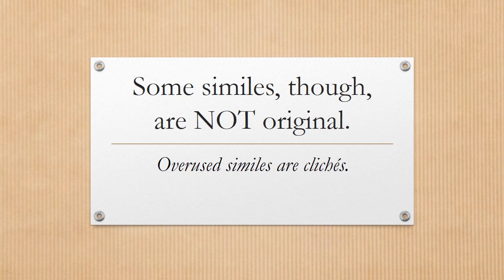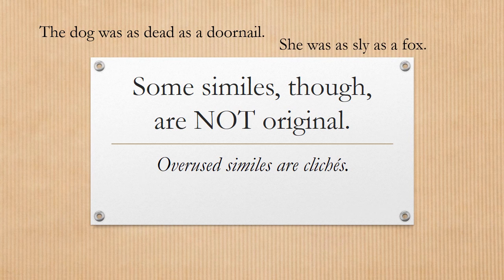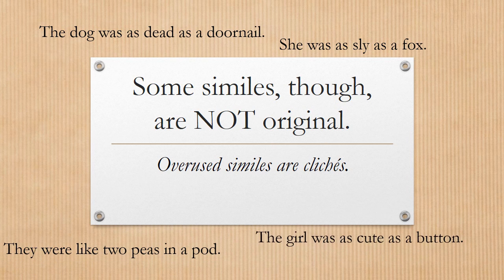Some similes, though, are not original, and these unoriginal or overused similes are cliches. Examples of cliches include, "The dog was as dead as a doornail." "She was as sly as a fox." "They were like two peas in a pod." "The girl was as cute as a button." And finally, avoid cliches like the plague.